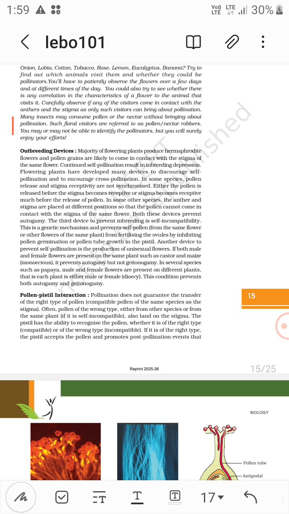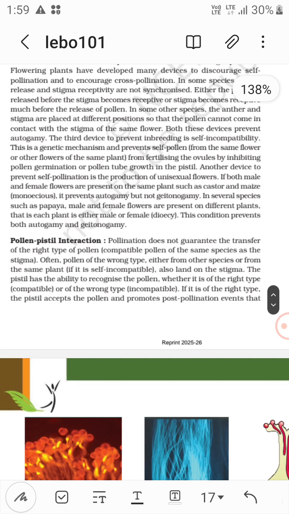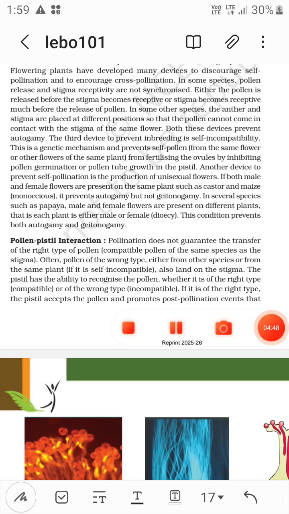Now pollen pistil interaction. So we are going to study the pollen pistil interaction. Pollination does not guarantee the transfer of the right type of pollen, that is compatible pollen of the same species as the stigma.